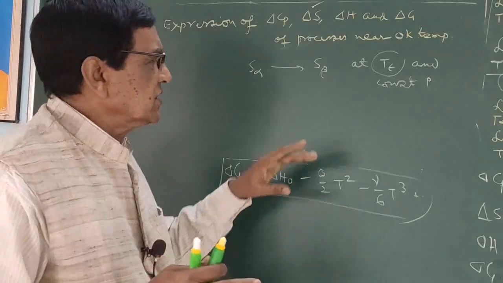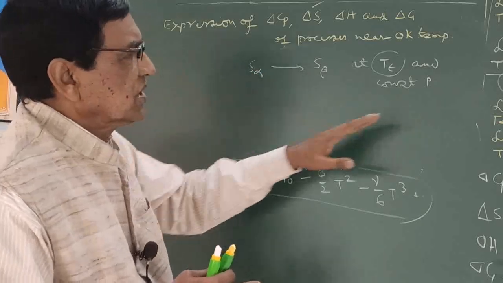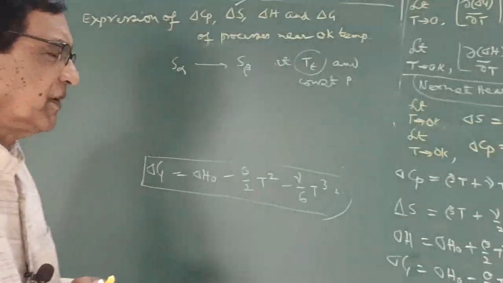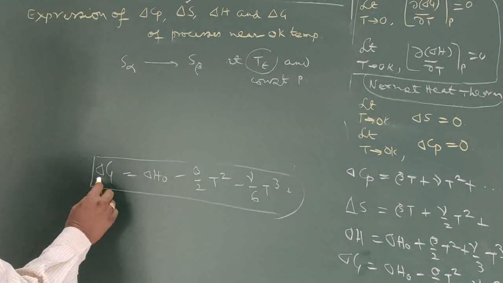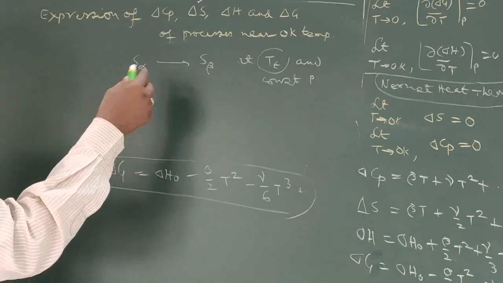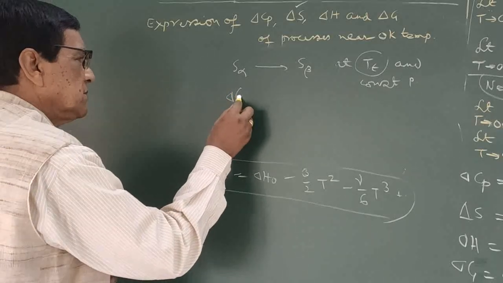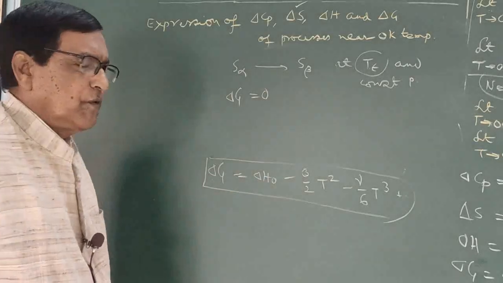The Nernst-Simon statement is totally applicable for this process. So the Nernst heat theorem will be valid, and these relations will also be valid. We can determine this value by the use of these relations. This is a reversible equilibrium process, a reversible phase transition, so for this reversible phase transition, delta G equals 0.